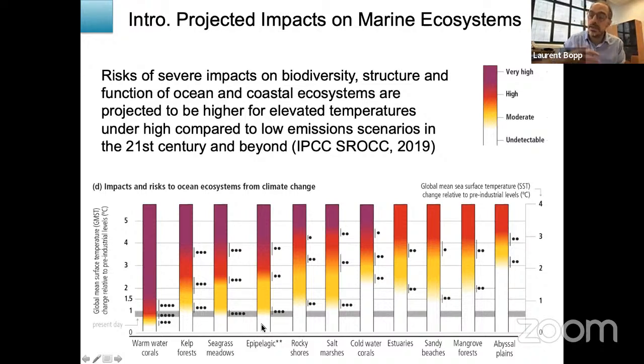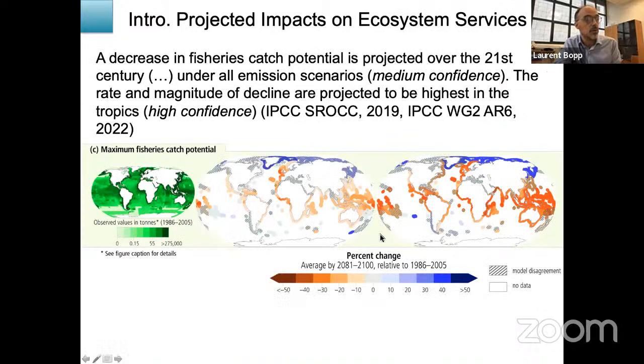And you see that basically using models, using projections, we are able to qualitatively estimate the potential risks that these ecosystems may face under elevated global warming. So this is true in a very synthetic way in this diagram here, but we have ways to be much more specific. And I give you another example from, again, the last IPCC reports, here looking at the potential impacts of climate change on fisheries, and especially on fisheries catch potential.